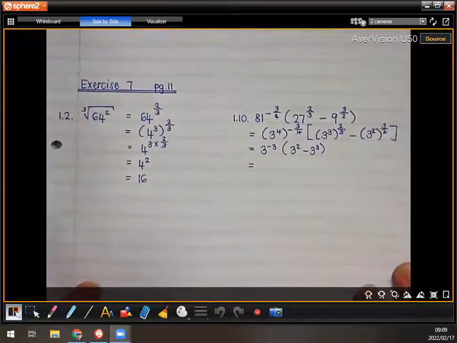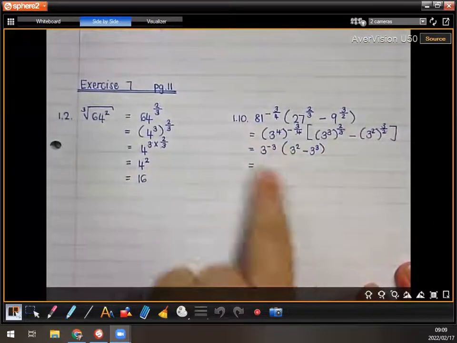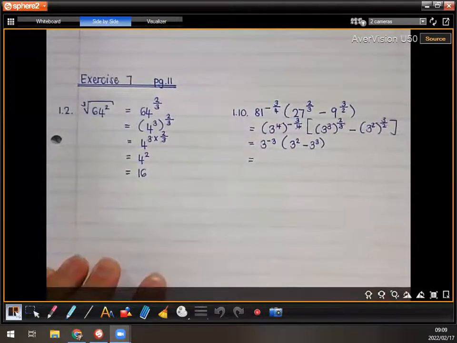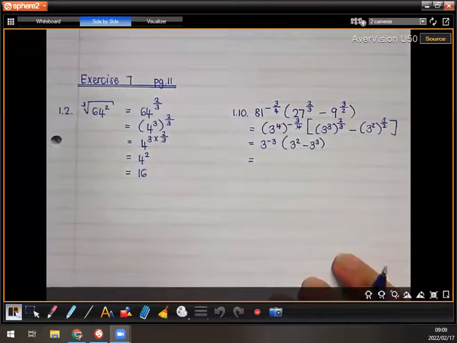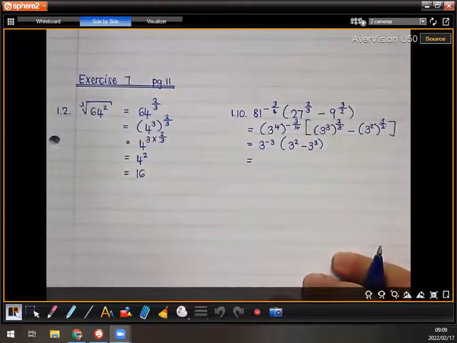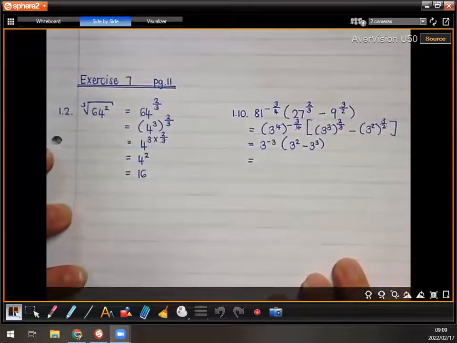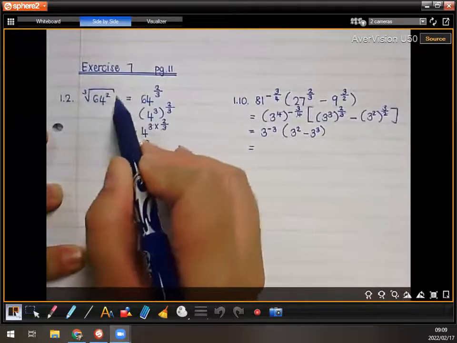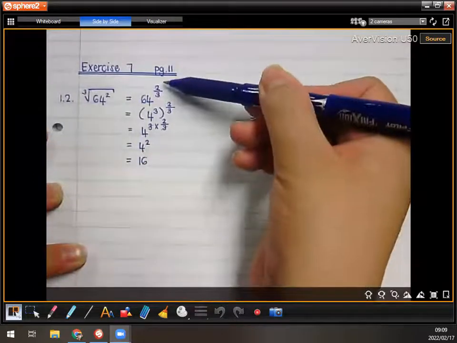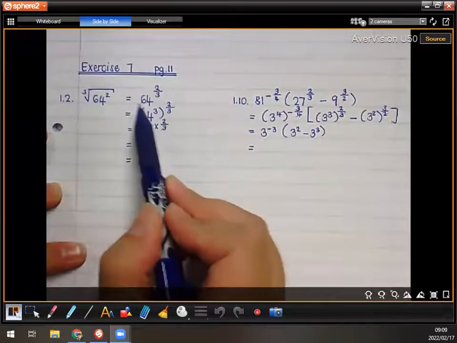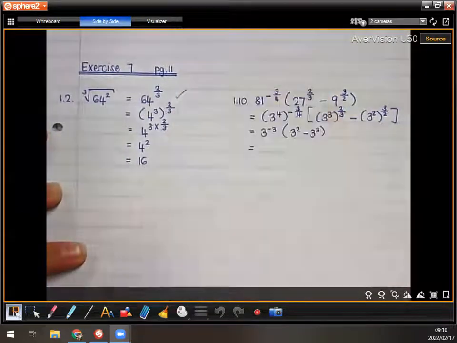All right, for exercise 7, 1.10, I didn't finish because I just wanted to show you some multiple options, and the easiest way of simplifying that one. But 1.2, you can mark. I got an answer of 16. I suppose there were different things that you could have done here. What I did was I first wrote it in exponential form. So 64, the exponent on the inside becomes the numerator, the number on the outside becomes the denominator. That will get you a mark.